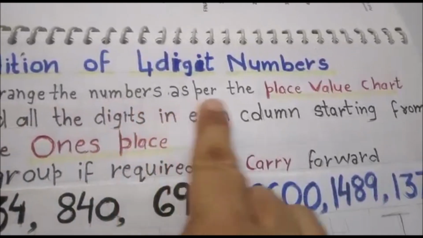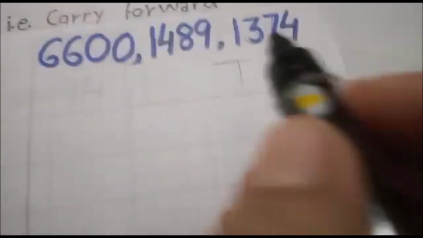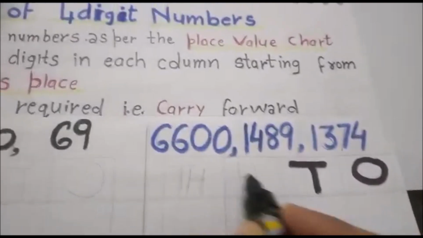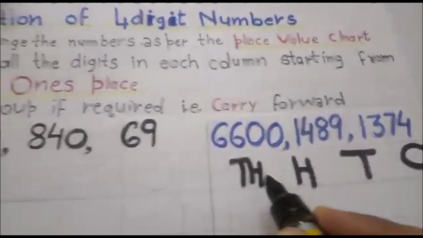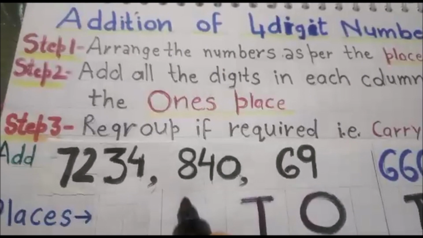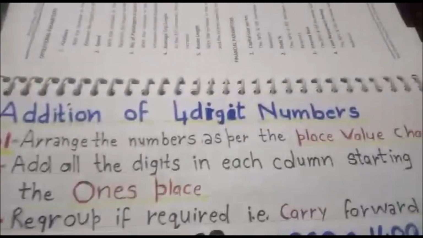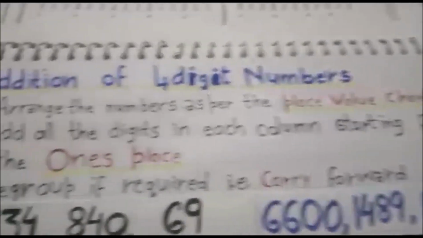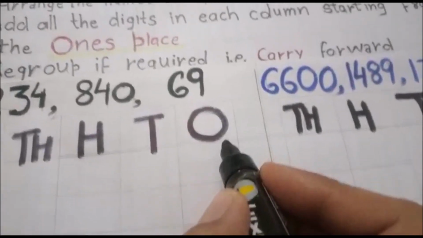Arrange the numbers as per the place value chart. So here also we will arrange the numbers under ones place, tens place, hundred place, thousand place. Okay, we will add the numbers under ones place, tens place, hundred place and thousand place. Now our second step is add all the digits in each column starting from ones place. That means always we start from ones place.